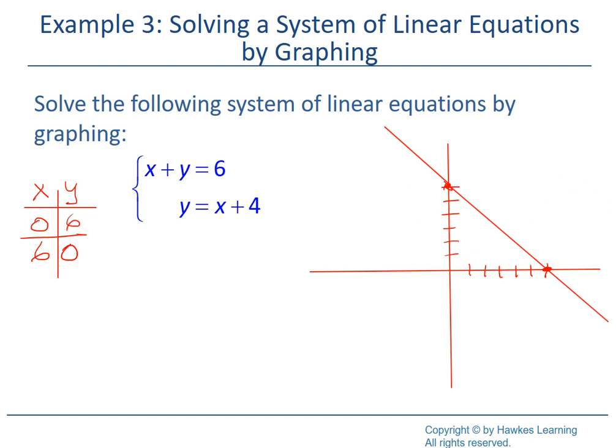Okay, now this one, since it's in slope-intercept, we know our slope is 1, our y-intercept is 4. So we're going to go to 4 and put a dot there. Now the slope is 1 over 1, so we go over 1, up 1, and then over 1, up 1. So our second line is going to look like so.